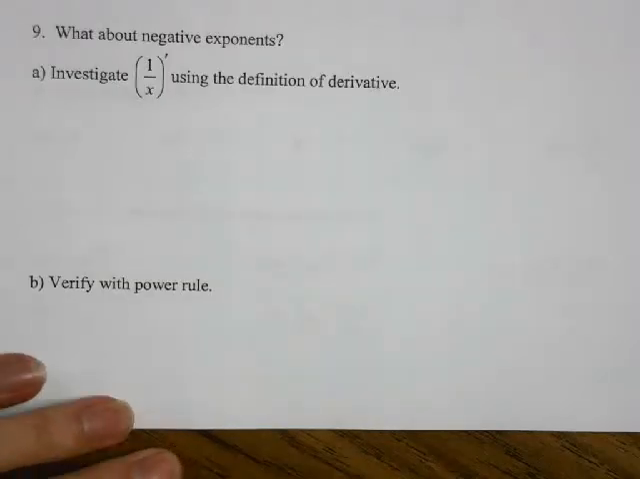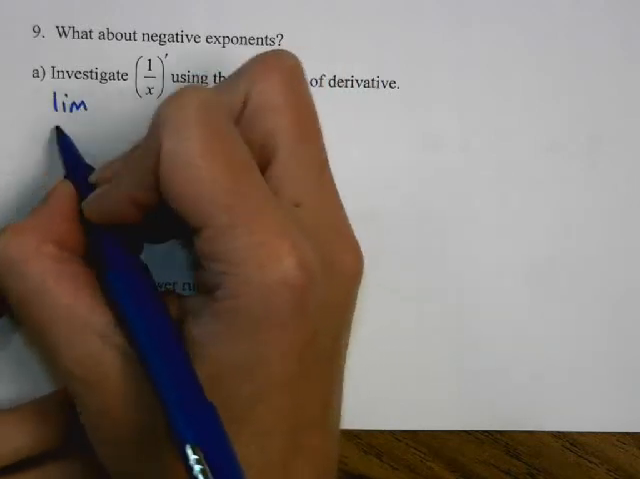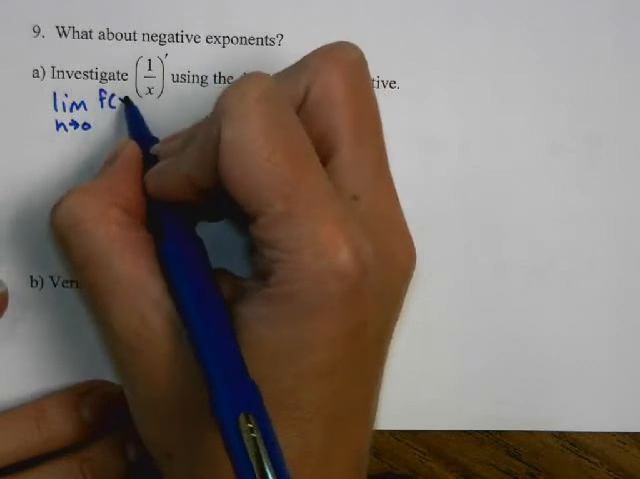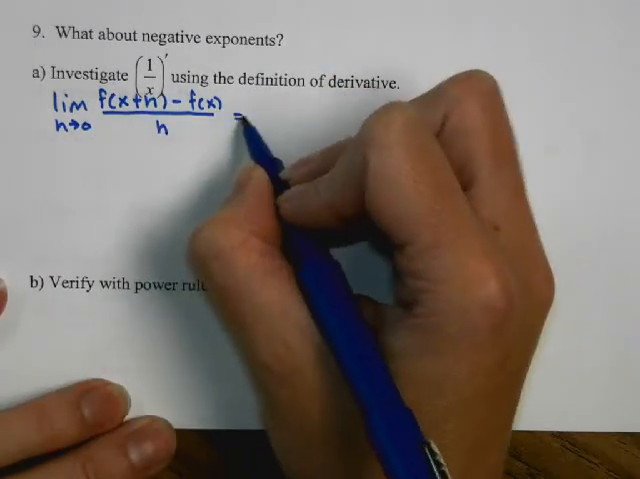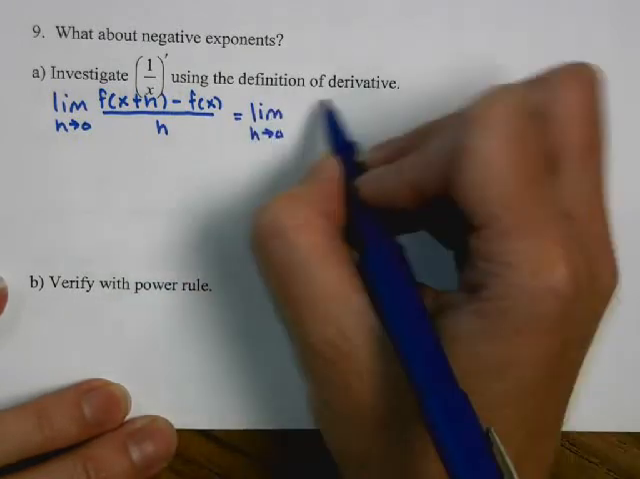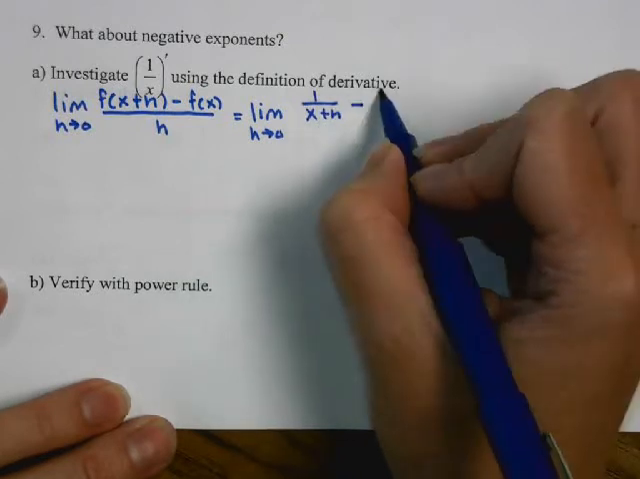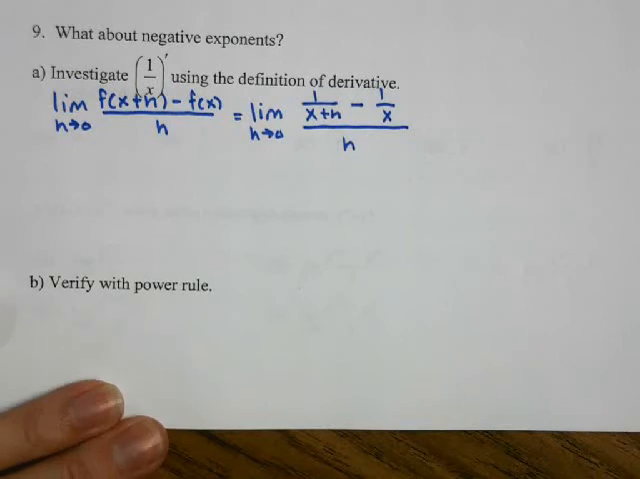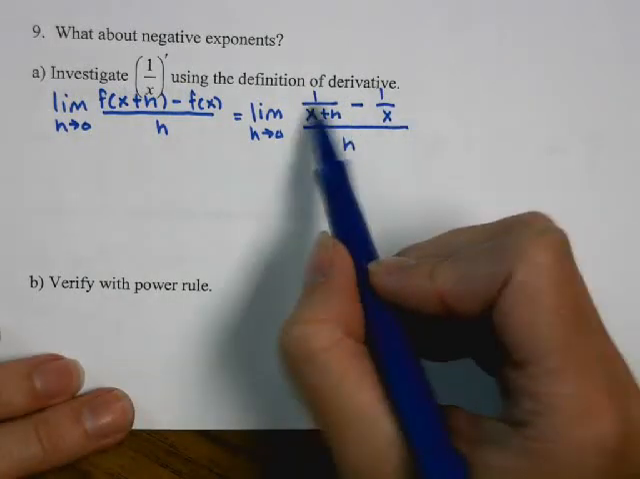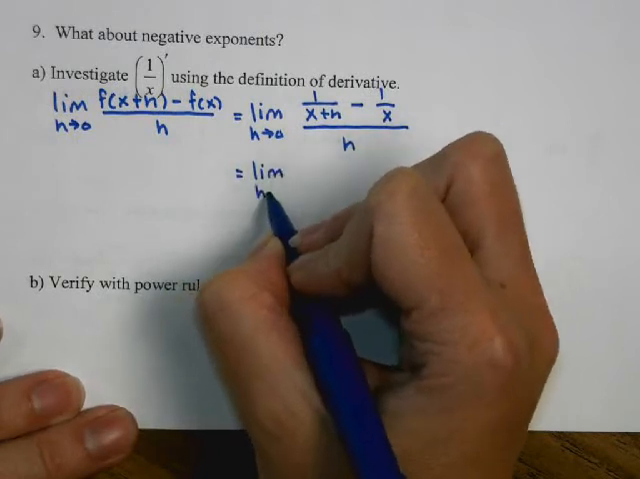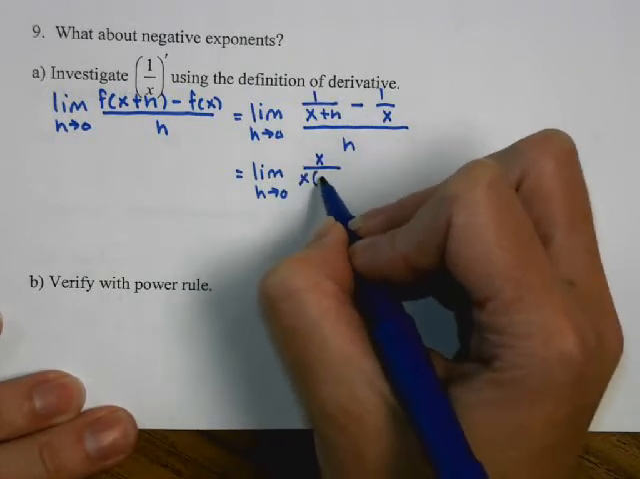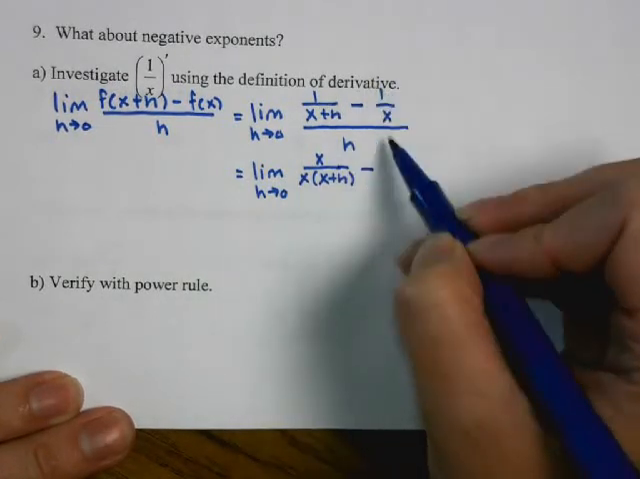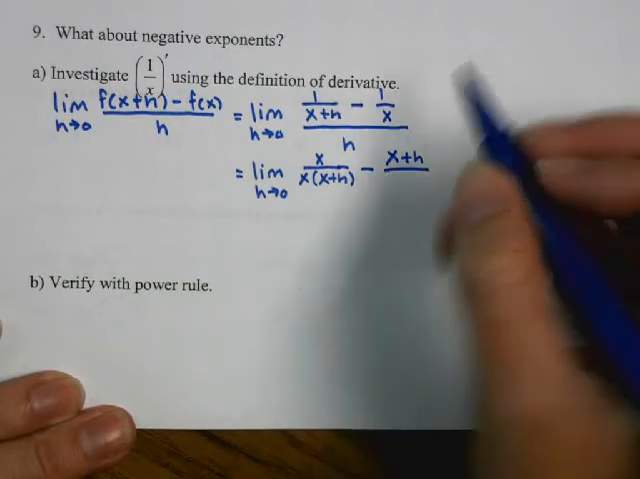All right, next up, 1 over x. So I'm going to use the definition of a derivative again, using 1 over x. So we're going to have 1 over x plus h minus 1 over x all over h. And we're going to have to do some work here. So I'm going to get a common denominator up here. So I'm going to multiply this one by x over x. So I'm going to have x times x plus h minus, here I'm going to multiply by x plus h over x plus h.